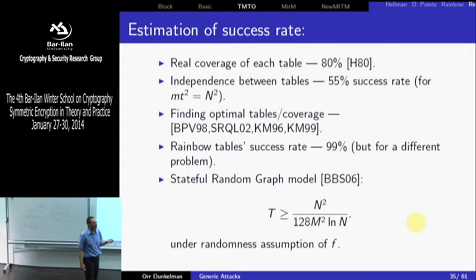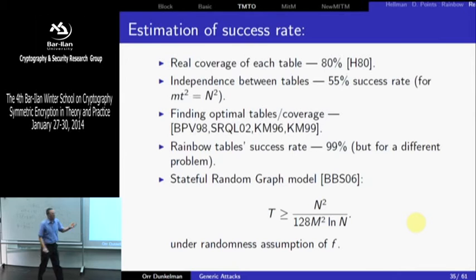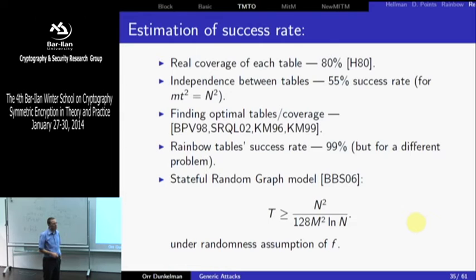There are lots of works about finding optimal tables and coverage. For example, you store all the tables, and if you see merging chains, you throw some chains away and you improve things and you do wonderful things. You don't get much above 70-something percent. Not that this matters, but this is roughly what you can get. Rainbow tables have success rates of 99%.